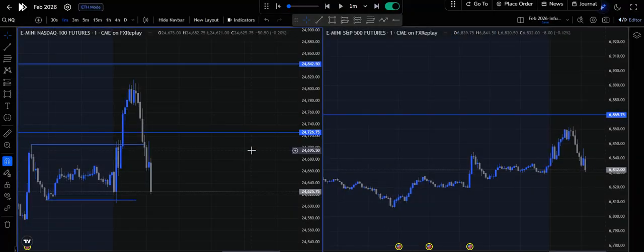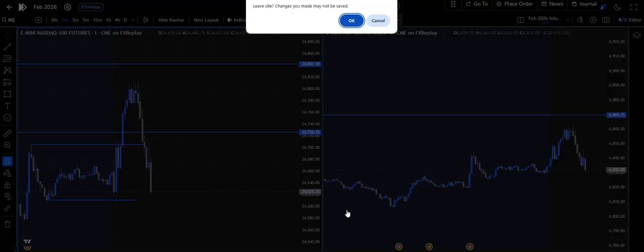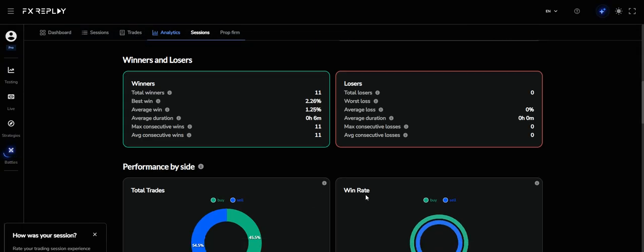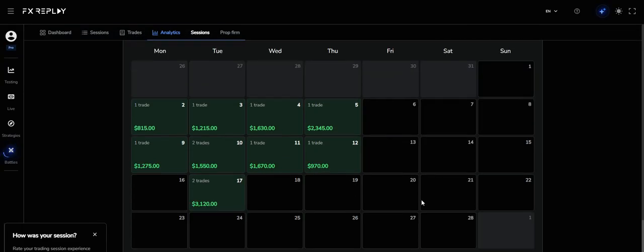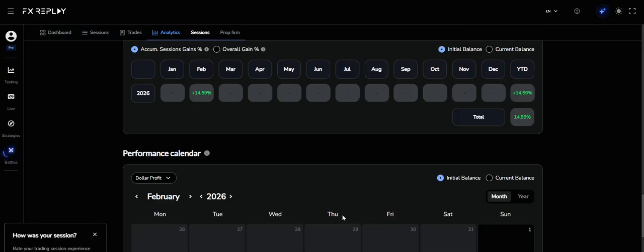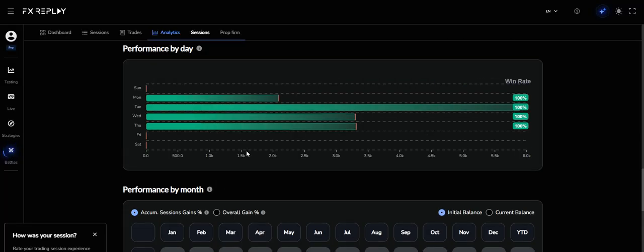And that's it. That's all I have. So let's see how we did. 100% win rate, and we would have made 14K, right? So that's all. That's literally all you have to do.